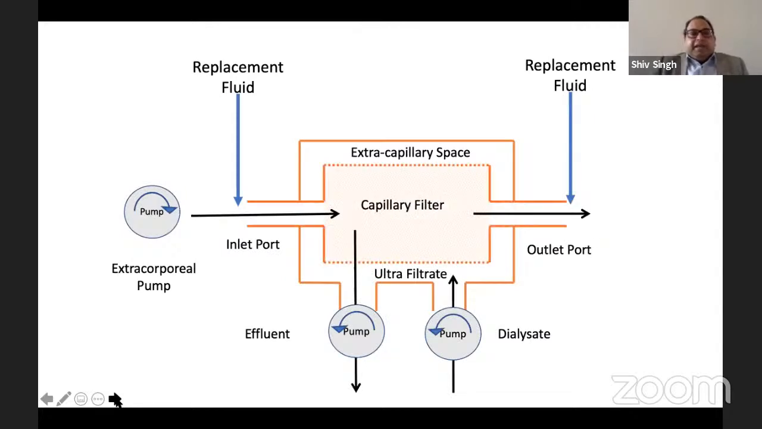So this is the basic of the hemofiltration. So we have the extracorporeal pump because this is veno-venous hemofiltration. Draw blood, it passes through the filter, and then you replace the fluid. Pre-replacement fluid is normally not done. And again, we do not normally use dialysate along with the hemofiltration, but it can be used. It can be used if you want to improve the clearance.